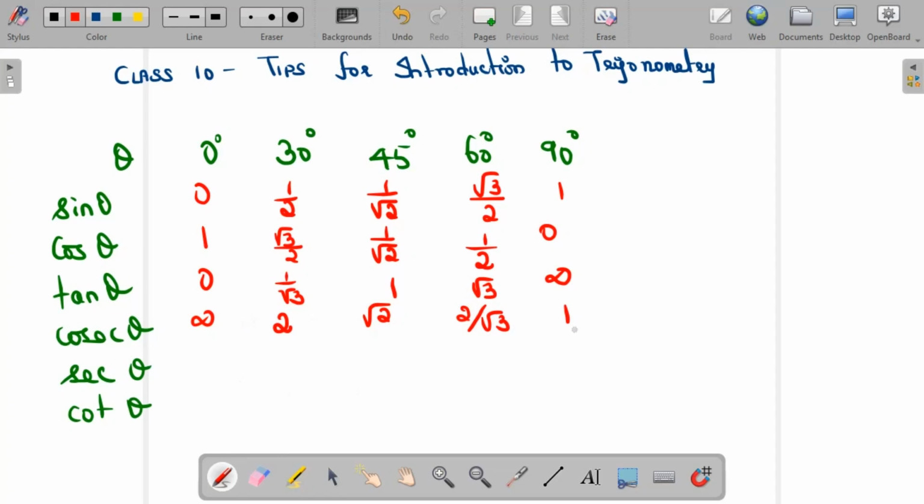As for secant theta, start reversing it. So this value will come here. Then 2 by root 3 will hold it. Here there will be the root 2. This side the 2 will move. And finally the infinity. Cot theta simply inverses the tan theta.